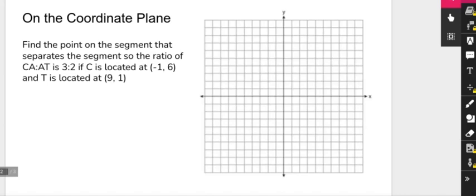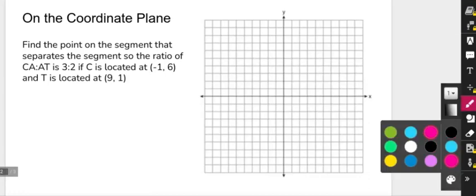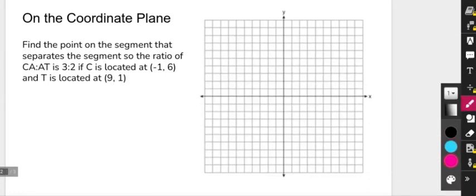that the ratio of CA to AT is 3:2, if C is located at -1, 6 and T is located at 9, 1. So the first thing that I'm going to do is plot C and T. So C is -1, 6, and T is at 9, 1.